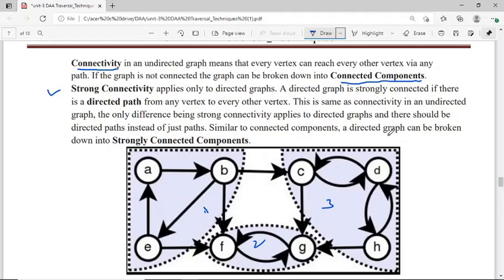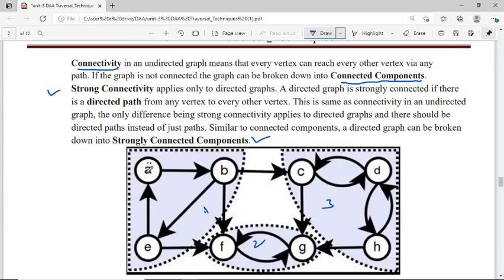Similar to connected components, a directed graph can be broken down into strongly connected components. When we break this down, then we get strongly connected components. You can take the example of A. You can go from A to B, B to C. We remove F and G. These are 3 subgraphs, and all 3 are strongly connected components. One more time I am telling what a strongly connected component is: from every vertex you should reach all the vertices in the graph.